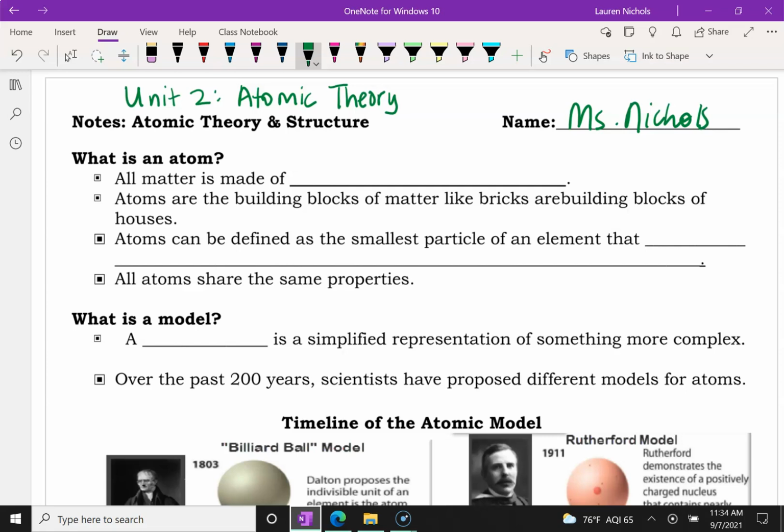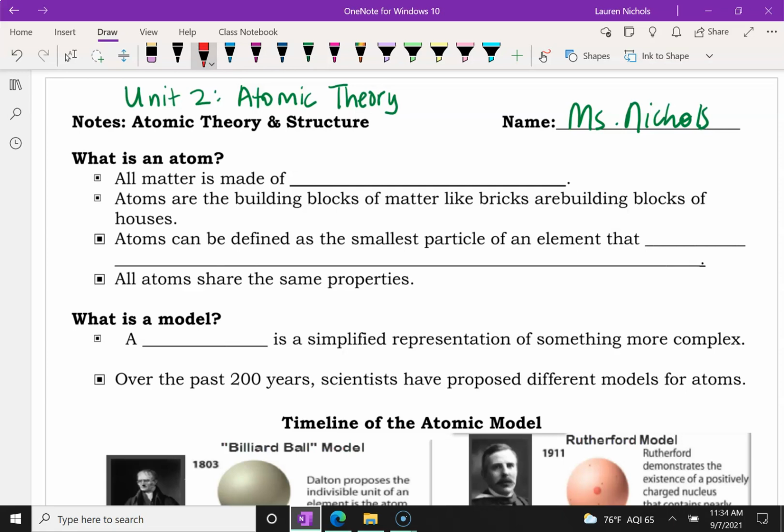Today's note sheet has a combination of notes and practice mixed in. There will be parts where I'm going to tell you to pause this video, do some of the practice, and then press play to check over your work. As we begin, atomic theory is basically the theory of atoms.